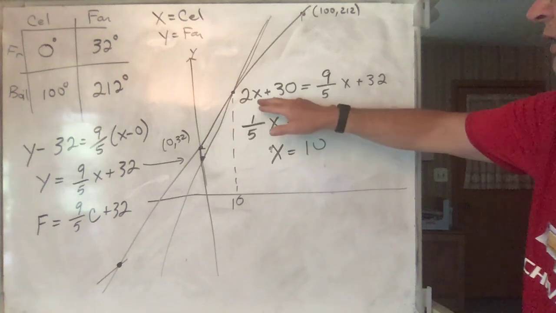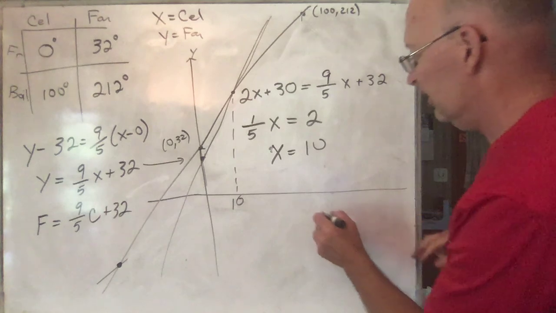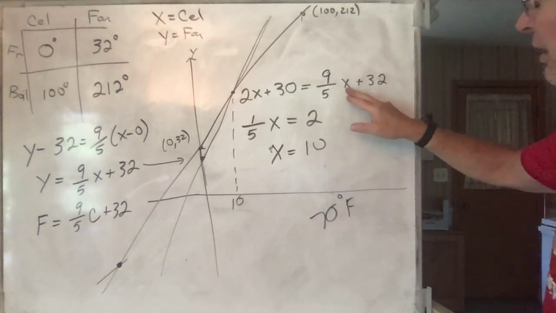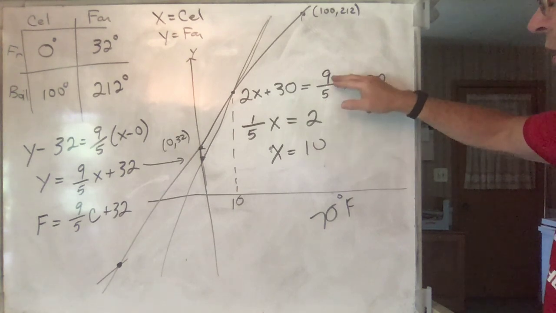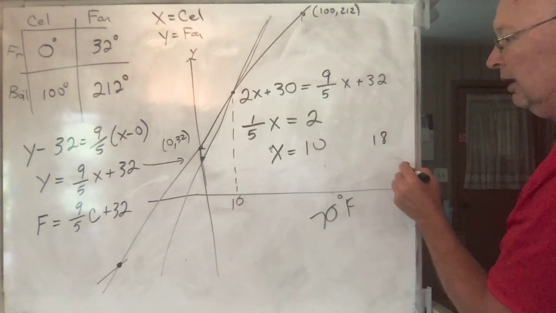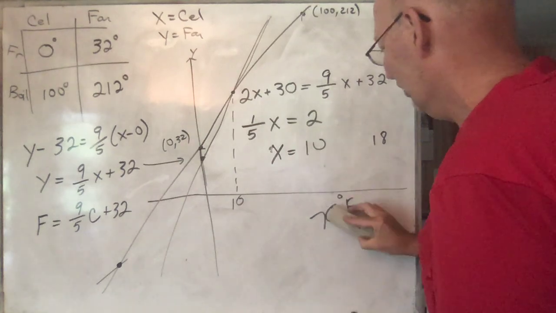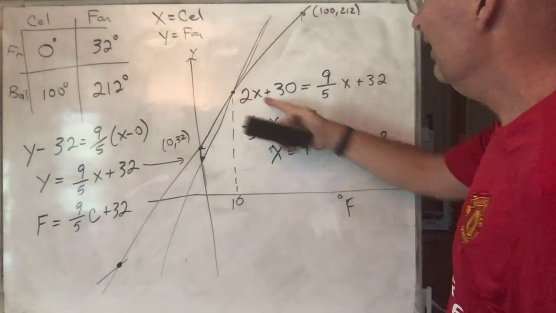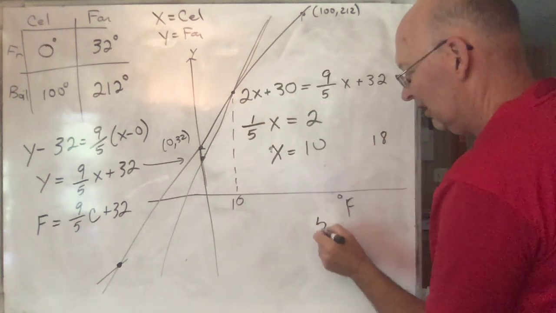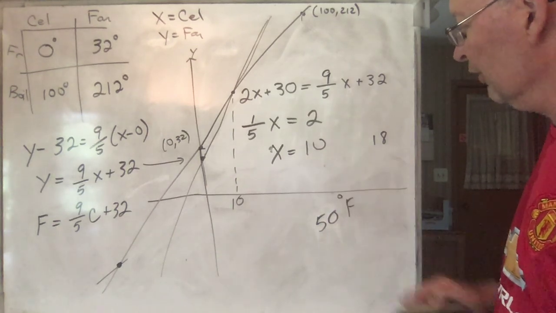If you put 10 in here, you're going to get 20 plus 30 is 70 Fahrenheit. If you put 10 in here, 10 divided by 5 is 2. 2 times 9 is 18. Oh, what did I say? I did that wrong. If I put 10 in the approximation, what do I get? 10 times 2 is 20. 20 plus 30 is 50. So if we heard on the radio that it's 10 degrees Celsius, that would be 50 degrees Fahrenheit.